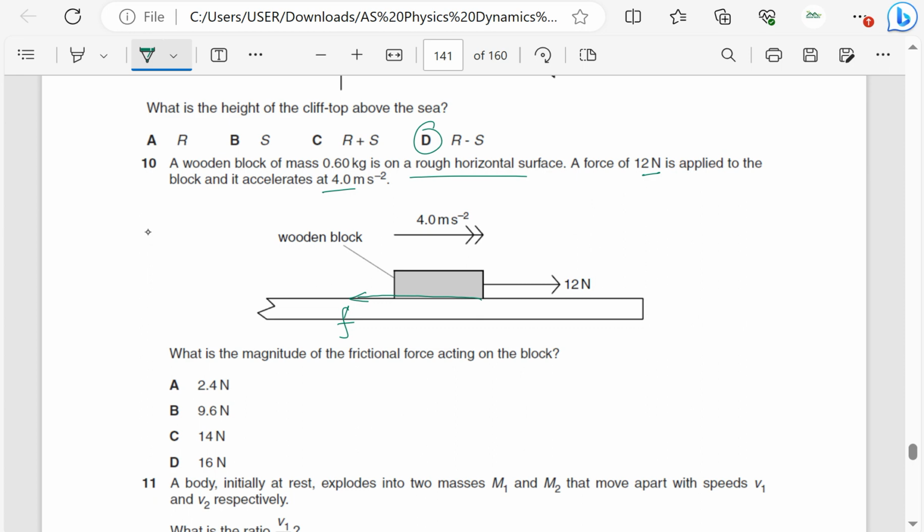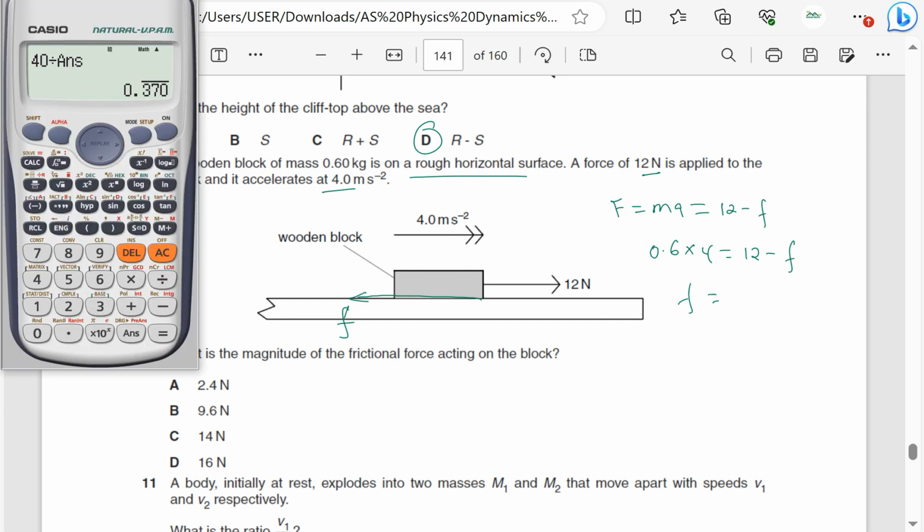By Newton's second law, the resultant force capital F is m times a, which is going to be equal to 12 minus the frictional force small f. So the mass is 0.6 times the acceleration, which is 4, should be equal to 12 minus f. So what is f? f is going to be 12 minus (0.6 times 4).